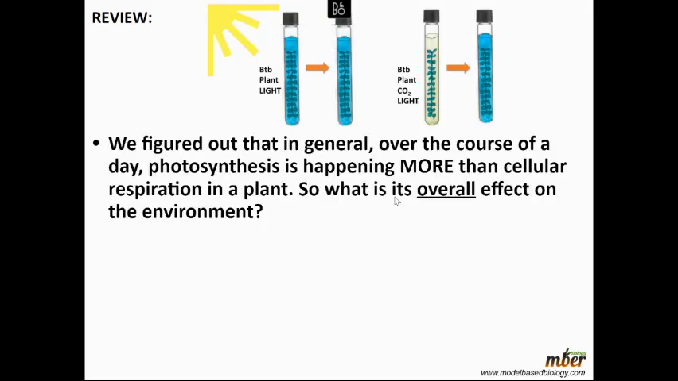So we figured out in general, over the course of a day, photosynthesis is happening more and quicker than cellular respiration in a plant. So what is that overall effect on the environment? What would it do to the carbon dioxide levels? Hopefully bring it down. What about the oxygen levels? Those would hopefully go up.